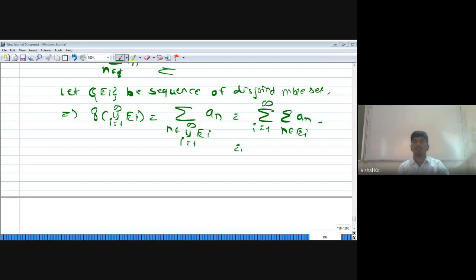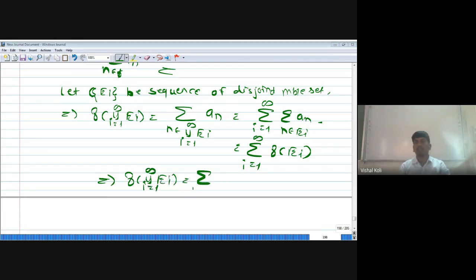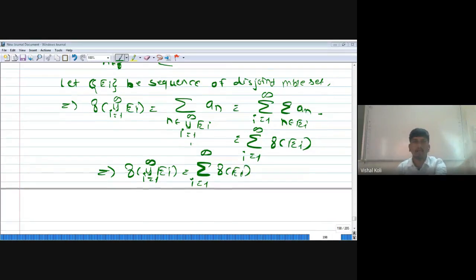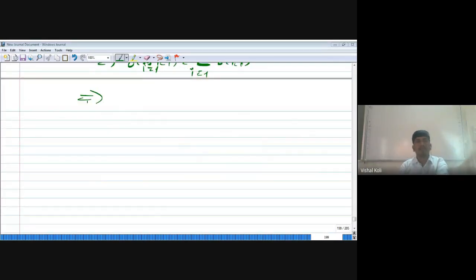But this one is nothing but, by definition, the summation over n belonging to Ei of an, which is nothing but gamma of Ei. Which implies gamma of the union over i running from 1 to infinity of Ei is nothing but the summation i running from 1 to infinity of gamma of Ei, and which implies that gamma is countably additive, with gamma of phi equal to 0, and gamma is countably additive, which implies gamma is a signed measure.